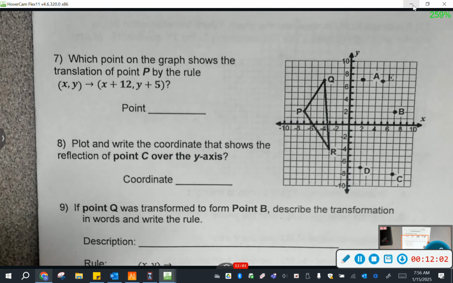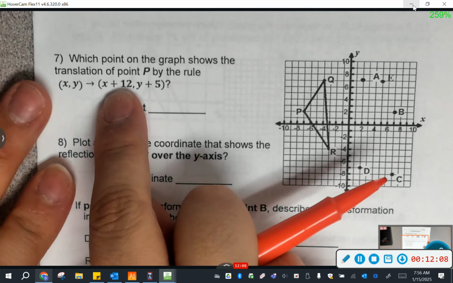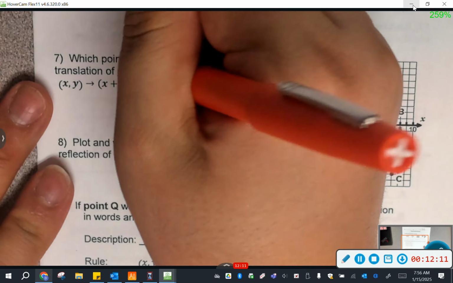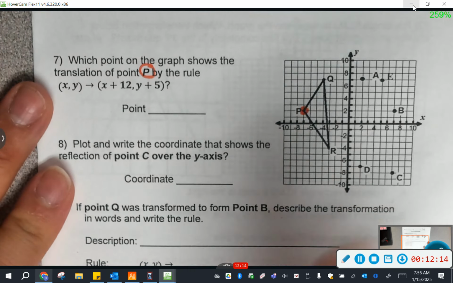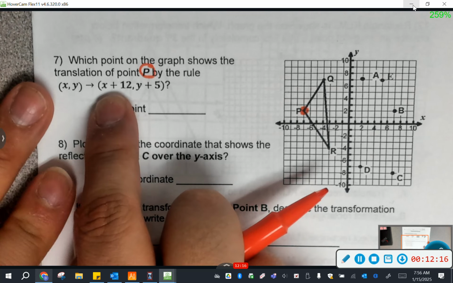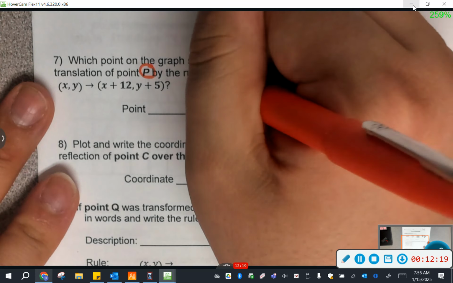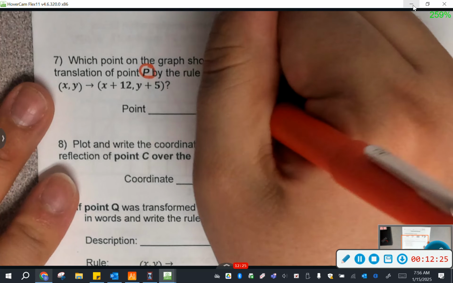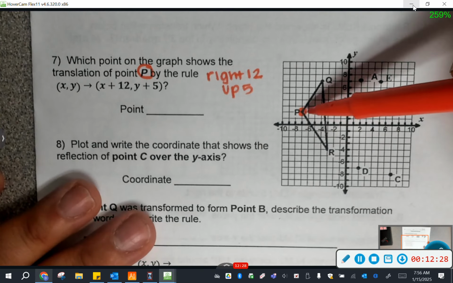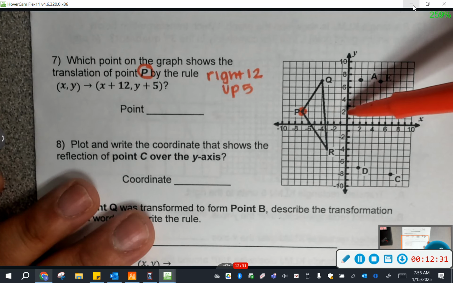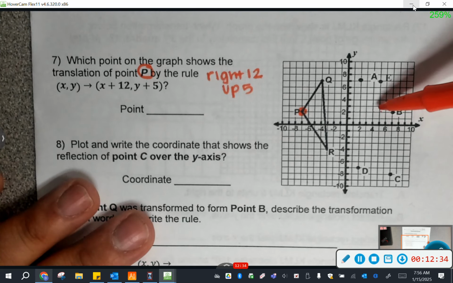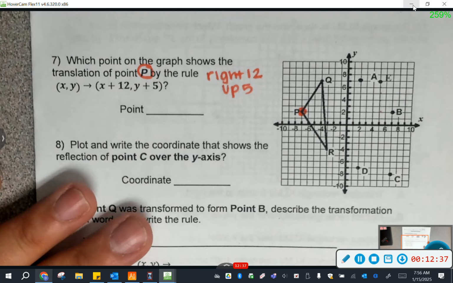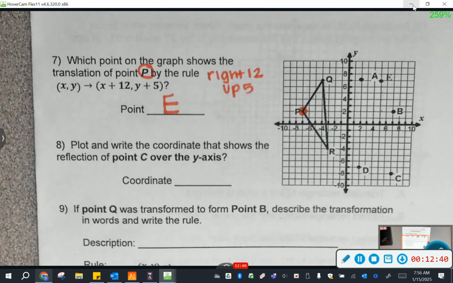Next question. Am I going too fast? No. Okay. Let me know if you need me to slow down. Next question. It says, which of the following shows the translation of P? So can everybody kind of bold P so you know which one you're looking at? What is x plus 12 going to do? Plus 12 is right 12. What is y plus 5? So I'm just going to count P. Go 1, 2, 3, 4, 5, 6, 7, 8, 9, 10, 11, 12. Up 1, 2, 3, 4, 5. Where do I end up at? E. And that is what you are going to be doing tomorrow.